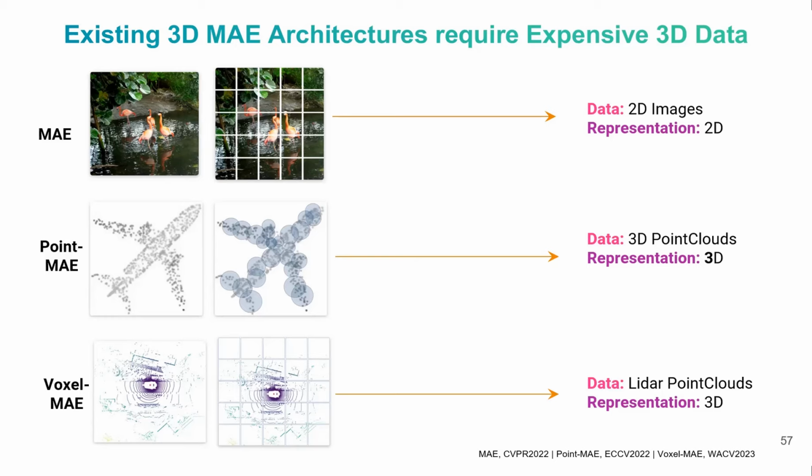of unlabeled domain-specific data. And what we mean here is that, for instance, on the top, 2D MAE, the data requires these 2D images, whereas the representation learned is also 2D. For Point-MAE, which is another work, the data requires a 3D point cloud. The representation learned is also 3D, which makes sense. For Voxel-MAE, the data requires LiDAR point clouds, and the representation learned is also 3D.